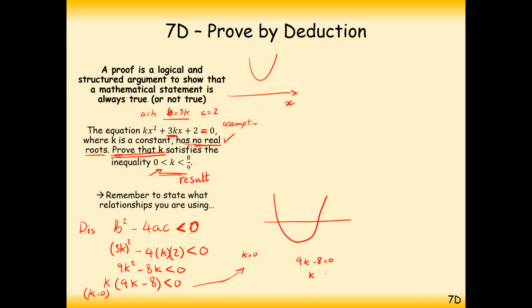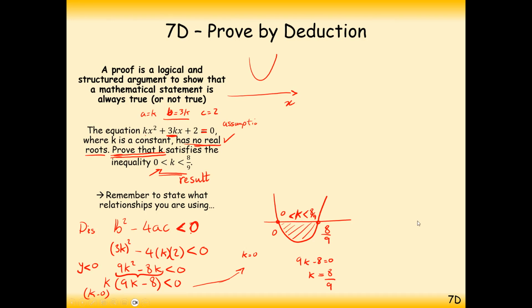Take 8 to the other side and divide by 9. You end up with 0 on the left and 8 over 9 on the right. And this is a representation for y, right? So y being less than 0 means going under the x-axis, and the values of k are between 8/9 and 0. Alright, so we've proved that k will satisfy this inequality.